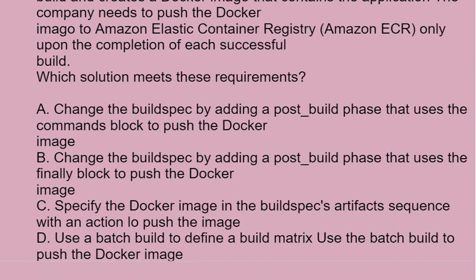Option A. Change the buildspec by adding a post_build phase that uses the commands block to push the Docker image. Option B. Change the buildspec by adding a post_build phase that uses the finally block to push the Docker image. Option C. Specify the Docker image in the buildspec's artifacts sequence with an action to push the image. Option D. Use a batch build to define a build matrix. Use the batch build to push the Docker image.